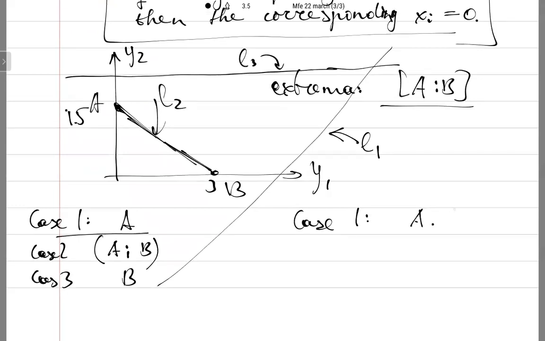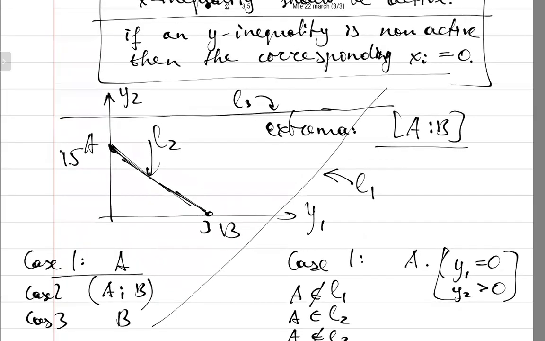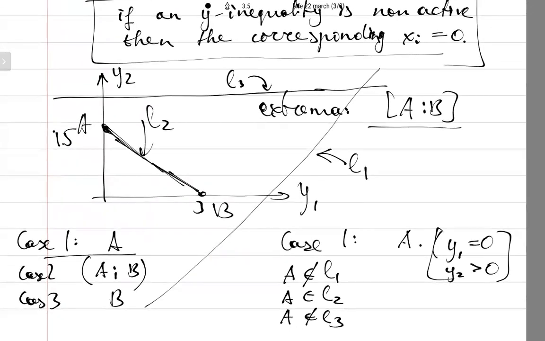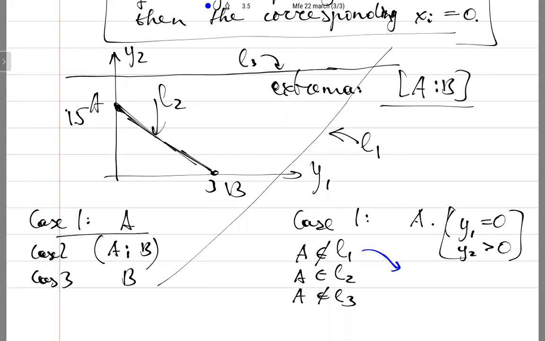Point A. Y1 is 0. Y2 is positive. A does not belong to L1. A does belong to L2. A does not belong to L3. I'm just checking which inequality is active, which y is positive. Using these two rules, I'm happy to see non-active inequalities. That's the most beautiful thing we can have.